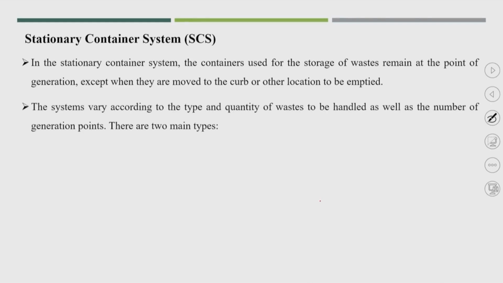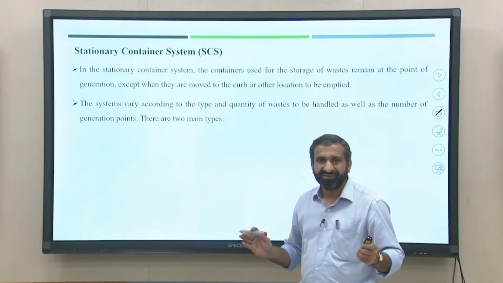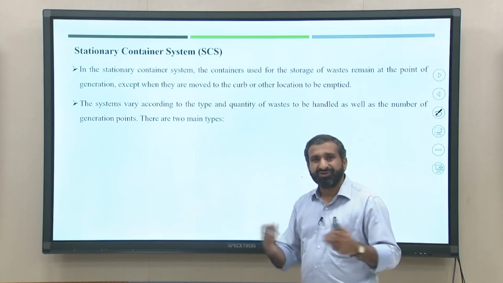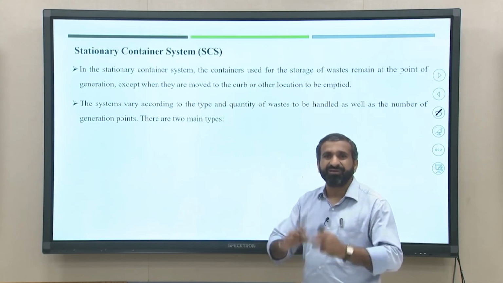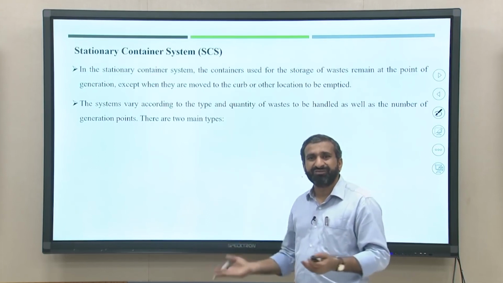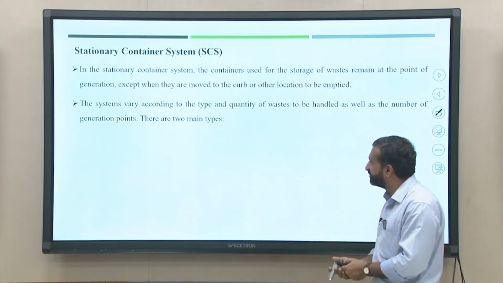This system may vary according to the type and quantity of waste to be handled, as well as the number of generation points. Here I can say one of the benefits is that we need not think about the size of the vehicle and the size of the container, because it is a stationary one. Whatever amount of waste is available, based on that we can finalize the vehicle and the containers also.